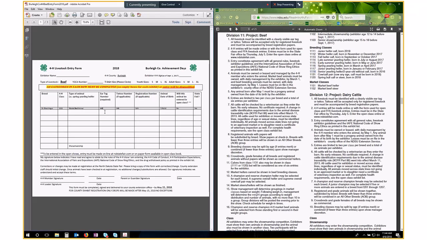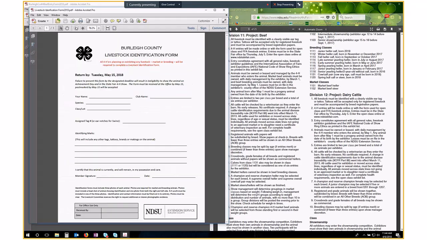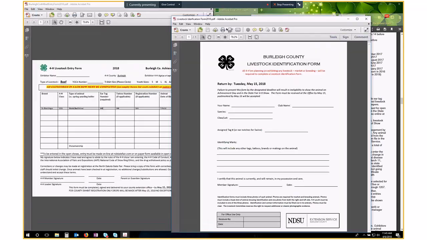And remember, when you turn this form in, you also need to turn in the livestock identification form, which looks like this. Now, this form will have you put your tag on here as well. It is required on both forms. And remember, with this livestock ID form, you also need to have 3 pictures of yourself or of your animal with a 4-H youth, with you as the 4-H youth included in at least one of these photos. That is noted here on the bottom.